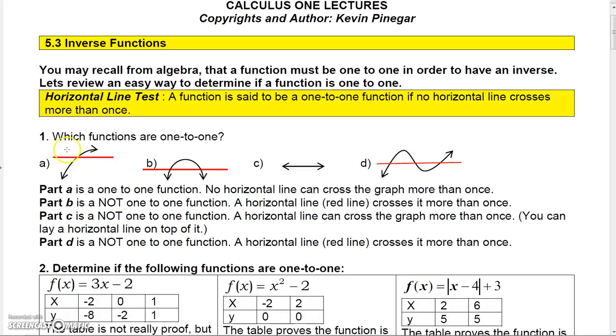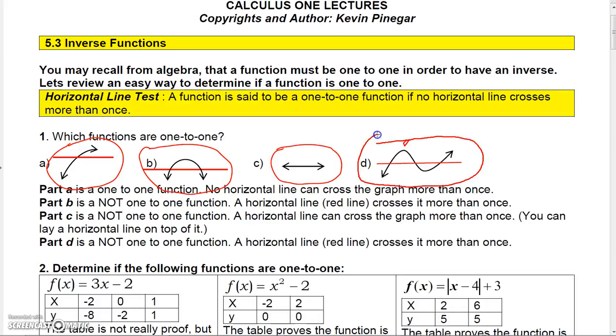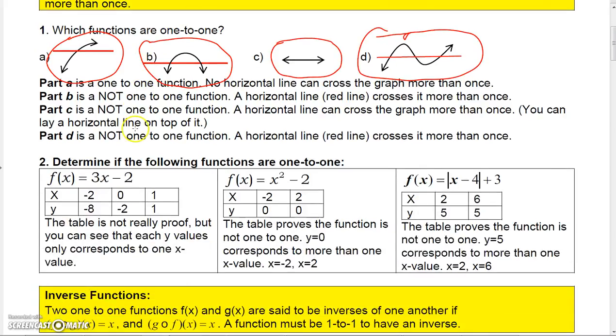So basically this function here passes the horizontal line test, so it's one-to-one. This function fails the horizontal line test, so it's not one-to-one. And these two functions also fail the horizontal line test and are not one-to-one.